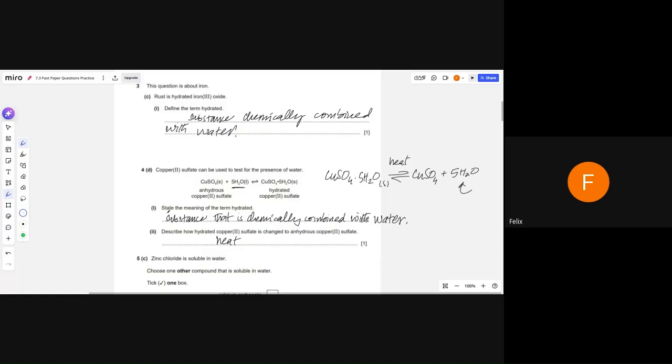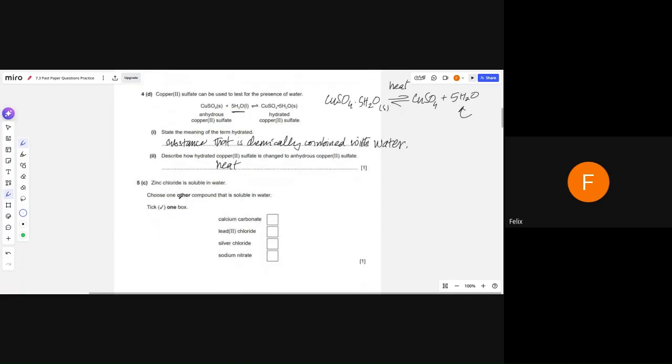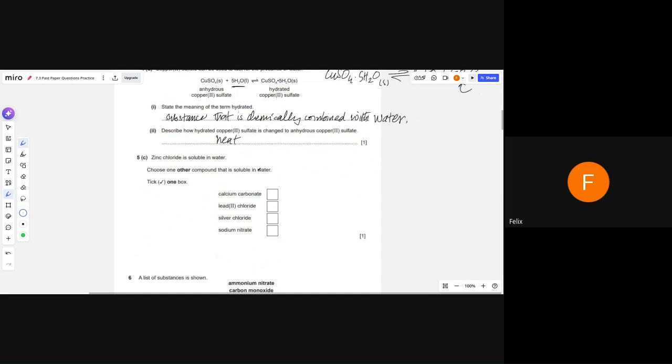Okay, next question. Zinc chloride is soluble in water. Choose one other compound that is soluble in water.